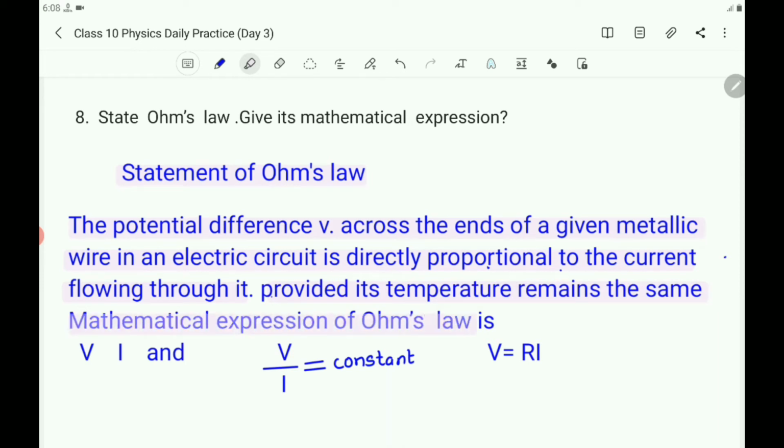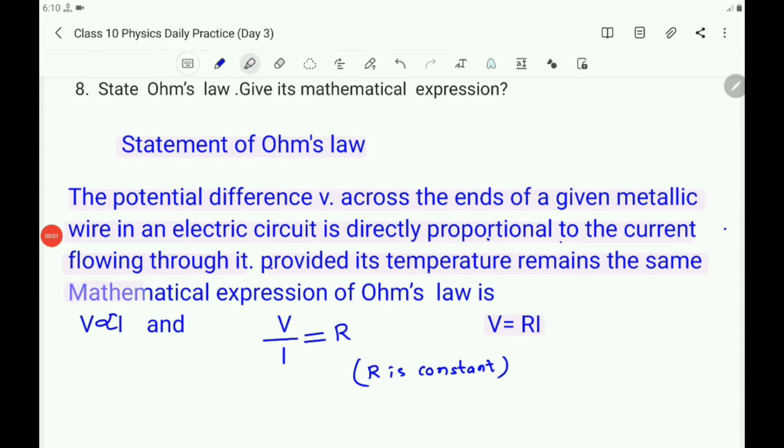Now write the mathematical expression of Ohm's law. What is the mathematical expression of Ohm's law? V is proportional to I, and V by I equals R, where R is a constant. V by I equals R means V equals R into I. Here R is a constant, also termed resistance. That is, V by I equals resistance, which is the proportionality constant.